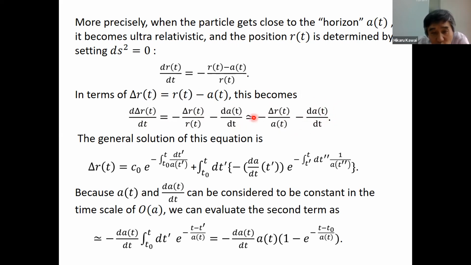We can simply solve this by the ordinary technique. Delta R can be written like this. This is a general solution to the homogeneous equation: some constant multiplied by 1 over A(t) and an integral and exponential. And this one is a special solution to the inhomogeneous equation. We can easily see that if the time derivative hits here, we have minus dA/dt and this one.